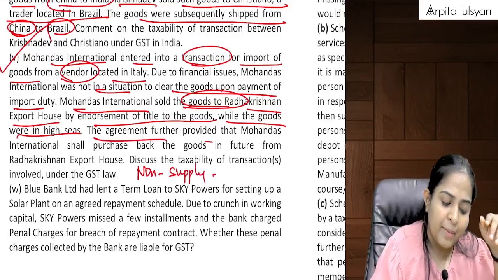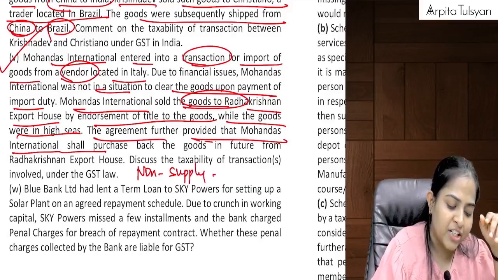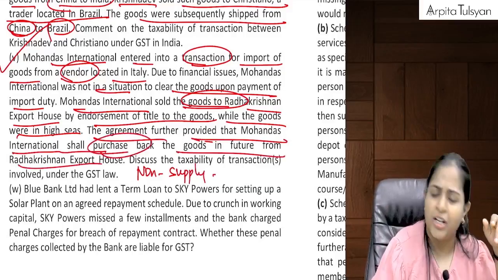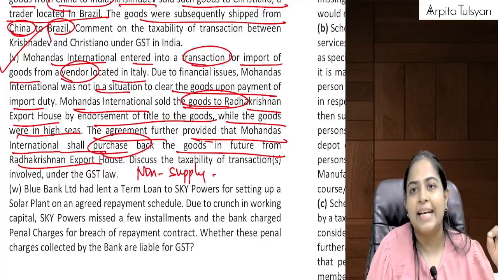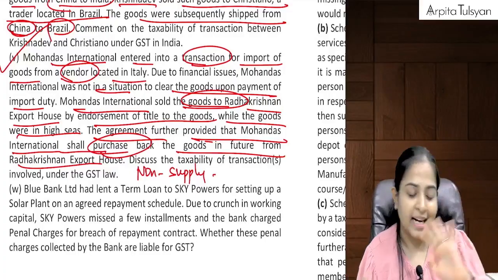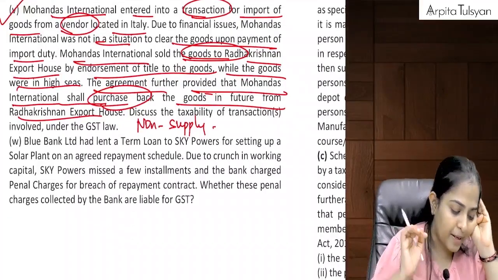Okay, the agreement further provides that Mohandas International shall purchase back the goods in future. That is okay. We will see what will happen in the near future. But as of now, when we are selling it during high seas, that will not be considered as a supply.